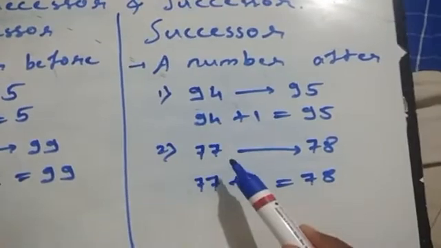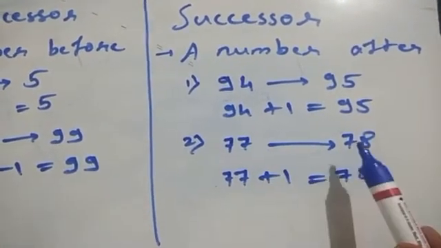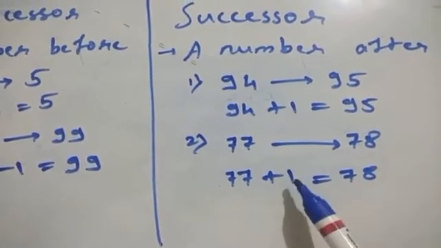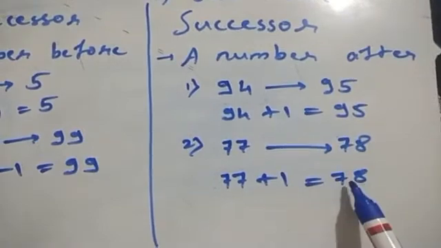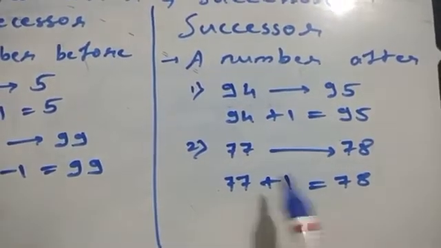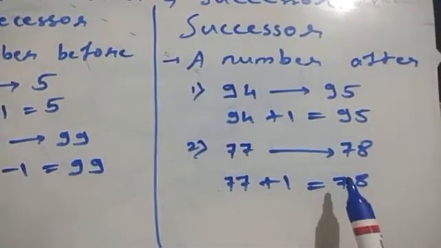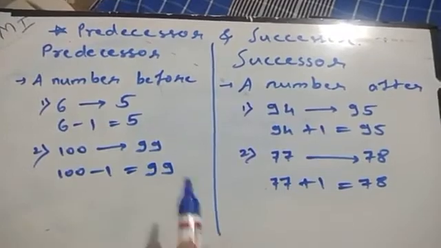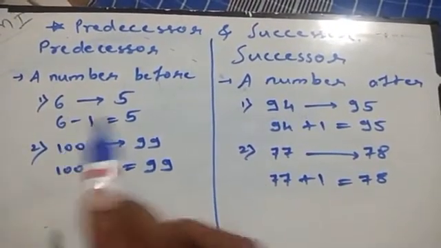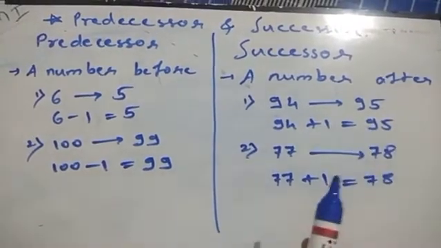In the same way, in another example you can see here. What is the successor of 77? 78. How did we get that? After adding 1 to 77, we got 78. So to get the successor of any number, we have to add 1 to that particular number. So remember one thing: to get the predecessor, subtract 1 from the given number, and to get the successor, add 1 to that number.